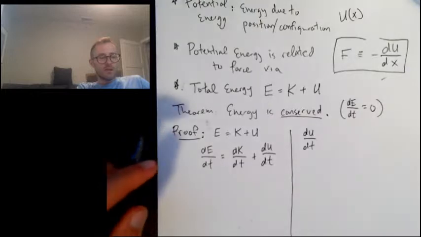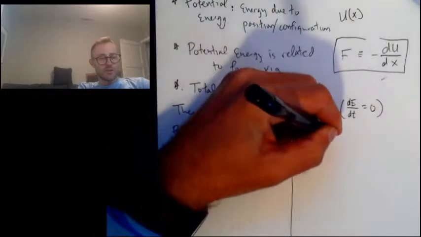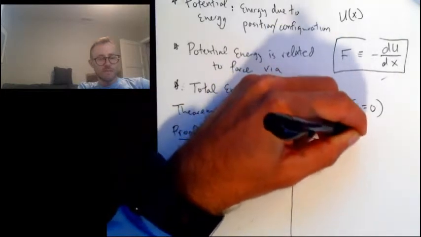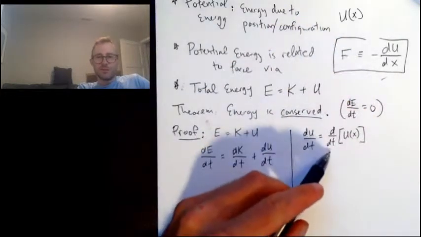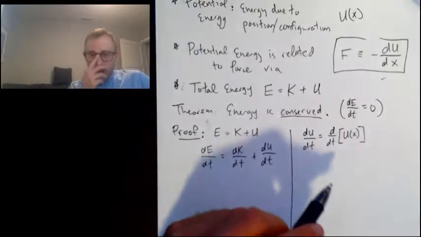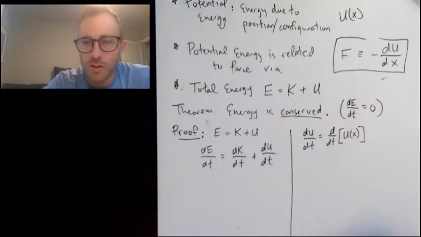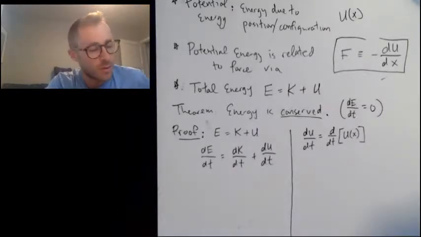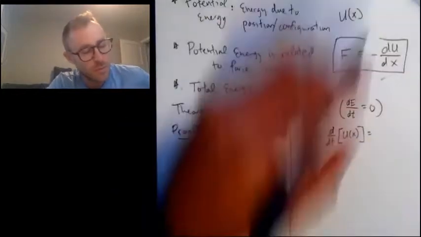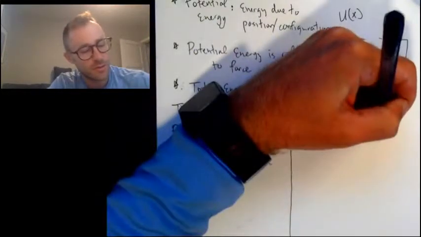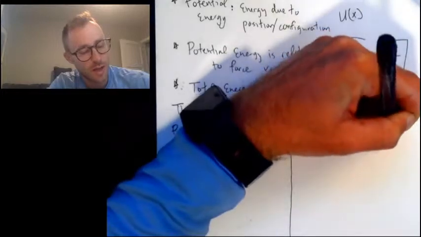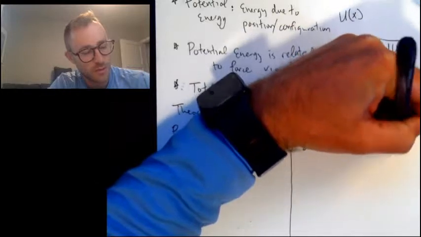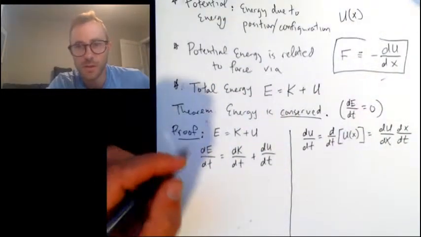Well, notice that potential energy is a function of x. But I'm taking the derivative with respect to time. So this is a situation where you want to apply the chain rule. The derivative of the potential with respect to time is going to be the derivative of the potential with respect to x times the derivative of x with respect to time. That's the chain rule. Okay?